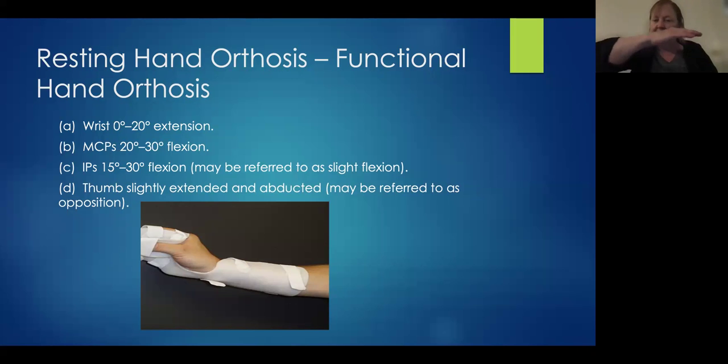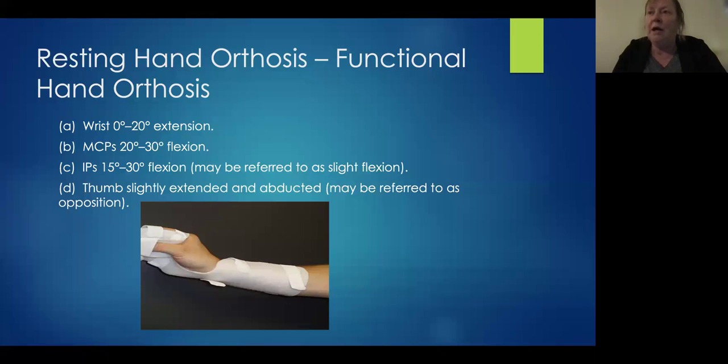So what they're saying is 0 to 20 degrees of wrist extension. The MCPs are slightly flexed, 20 to 30 degrees, and the IPs are slightly flexed. And the thumb is slightly extended in an abducted position. And sometimes they'll refer to it as opposition. So this is a resting hand orthosis or functional hand orthosis. You're going to see that, and you're going to see these numbers vary.